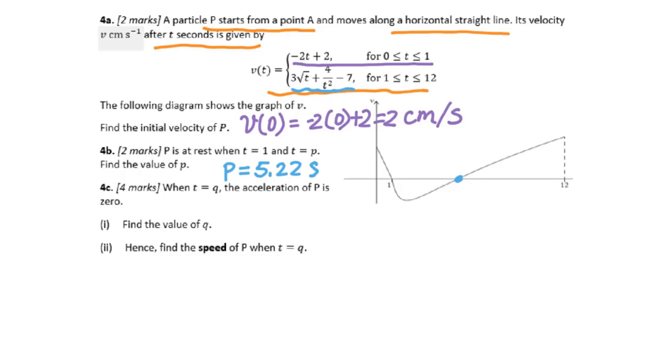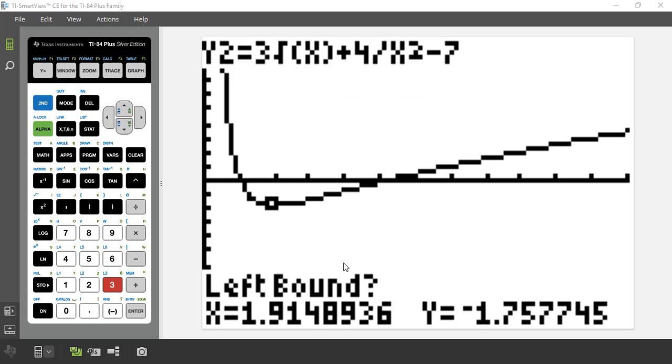Let's go to 4C. When t equals q, the acceleration of P is 0. Acceleration means the derivative of velocity. When the derivative of velocity equals 0, it's the minimum point here. This will be the q. So I will show you on the graphing calculator. Since we are looking for the minimum point, we will go to second trace 3. The minimum point is around here.